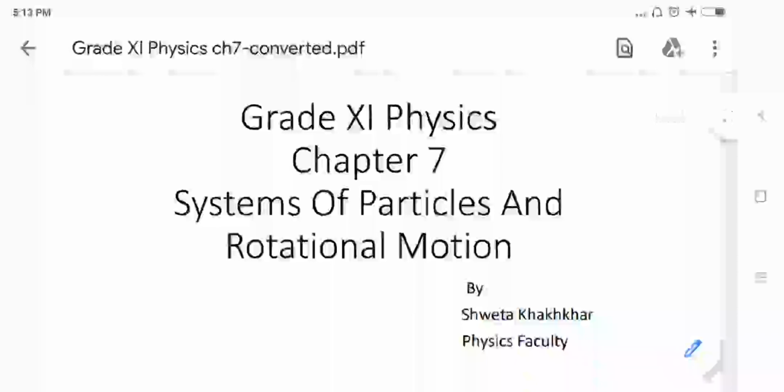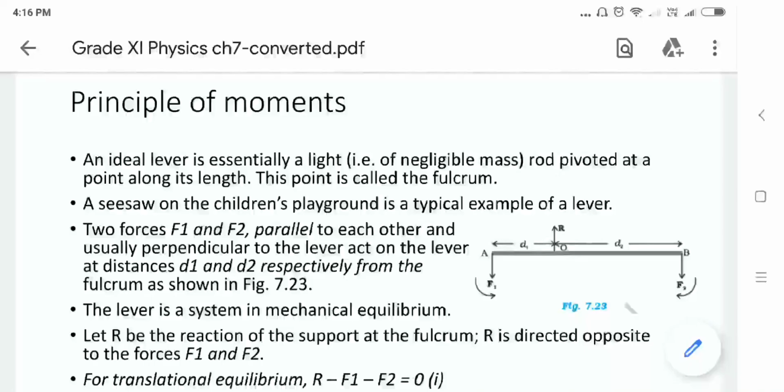Hello students, let us start our new session of chapter number 7, Systems of Particles and Rotational Motion. Now let us understand the new topic, Principle of Moments. Here let us take an ideal lever, which is a light rod pivoted at a point along its length L. This point is called a fulcrum.